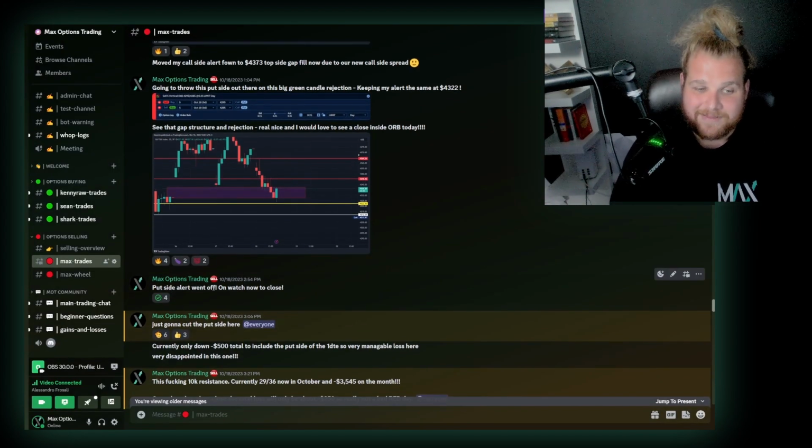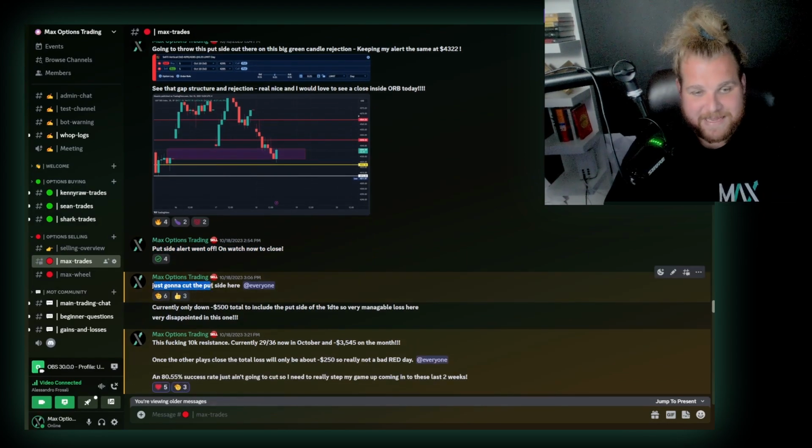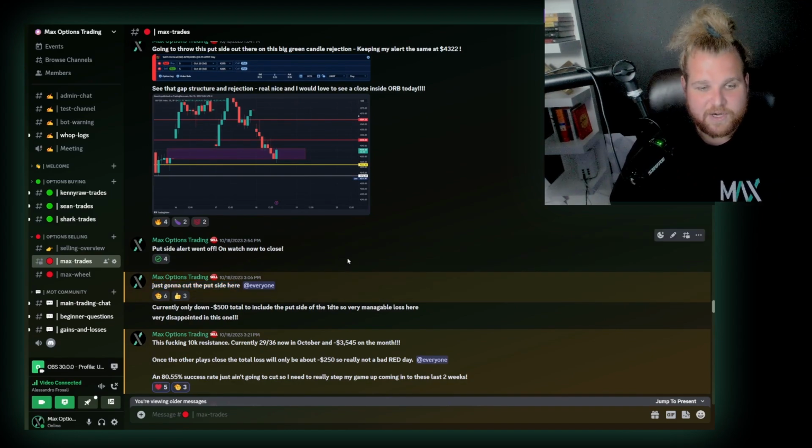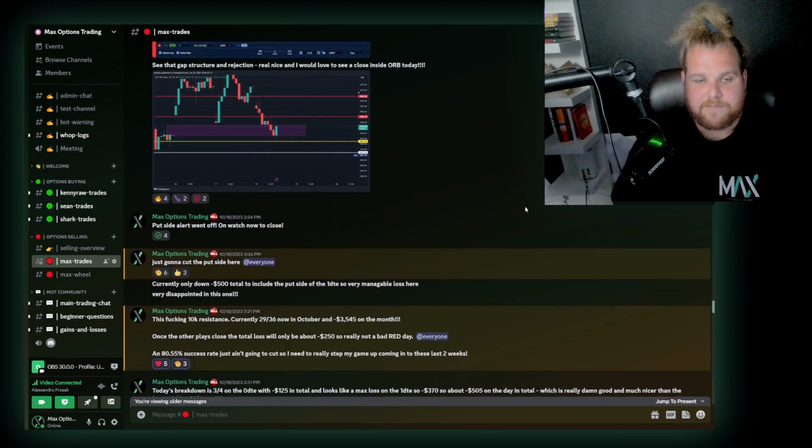We got a put side alert, which once again means we're probably going to lose. That's at 254. We cut the put side at 306, currently down $500. That's a very manageable loss.